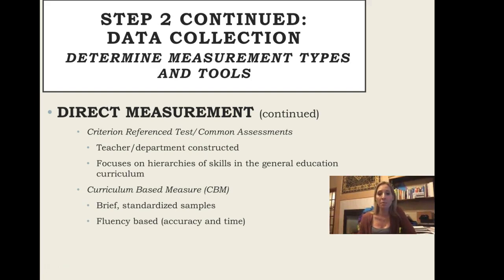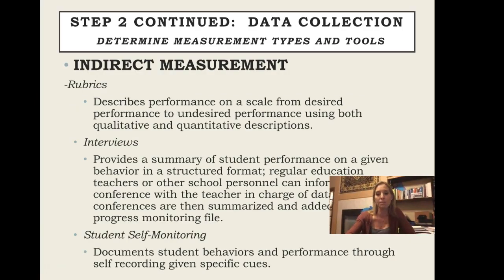Other forms of direct measurement might be criterion-referenced tests. These are common assessments that we see in our schools. Oftentimes teachers create them, or a department might create them, or they might come as part of a curriculum set. Usually they focus on skills that have been achieved in the general education curriculum. Meanwhile, curriculum-based measures are brief standardized samples. These are actually standardized, while a criterion is more like, are you reaching a criterion of a certain skill? Curriculum-based measures look at fluency, accuracy, and time of completing certain activities. Those are more of your timed tests that you might see in large schools and large classroom assessments.